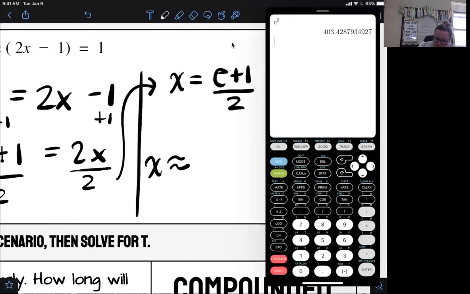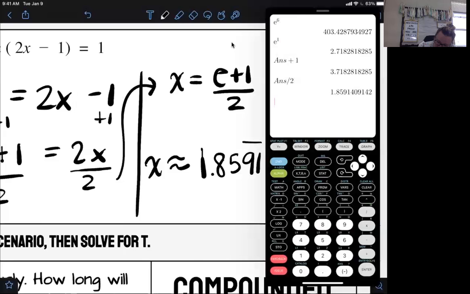So x is approximately, you're going to take second natural log. So e to the 1st, hit enter, then add 1, hit enter, and divide by 2, hit enter. And you'll get 1.5, just kidding, because I can read, 1.8591.